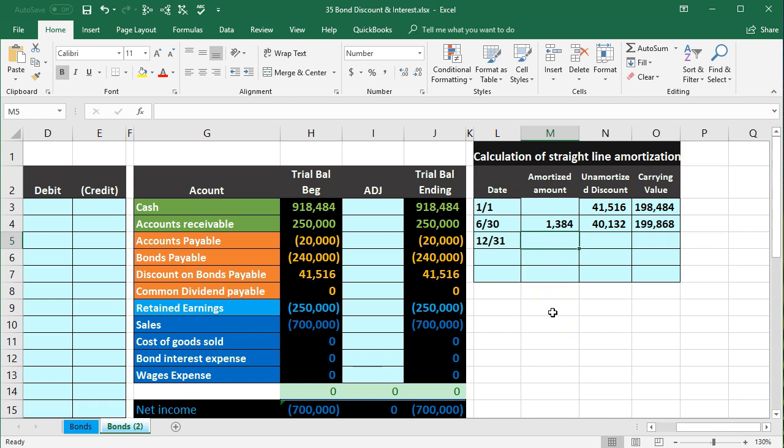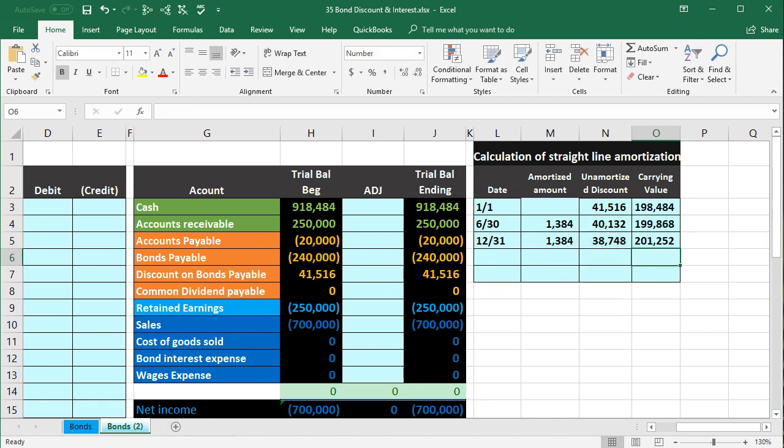So now we're going to say this will be the same because it's straight line, the amount that we're going to amortize each month. And note, we're not actually paying this amount. We will be paying interest each time. This is going to be allocating out the amount of the discount that we're going to be reducing. So we're going to say this equals the 1,384. And then once again, the unamortized amount will equal what was unamortized before minus the current amount that we're going to reduce it by. And then the carrying amount, once again, will be negative of the 240, which doesn't change, minus the 38,748.